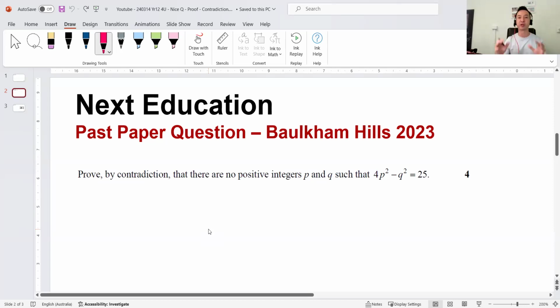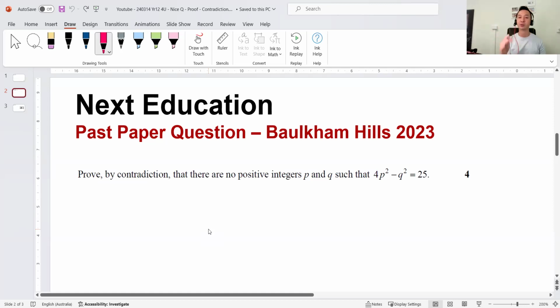Proof by contradiction that there are no positive integers, p and q, such that that expression is true. Now, obviously by contradiction, you assume the negation, where we will have positive integers where that is true. That's the negation. And then we basically prove that that negation is false. And it isn't true. So therefore there's a contradiction. Therefore your original statement is true.